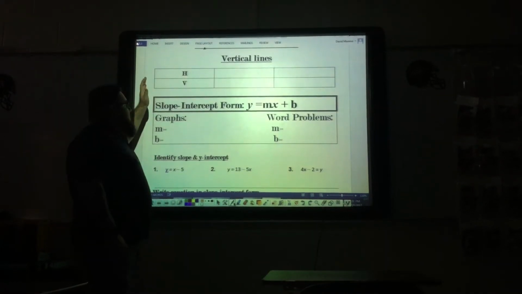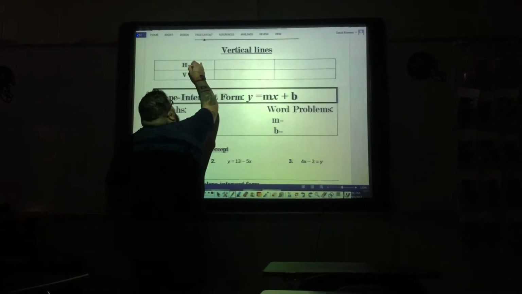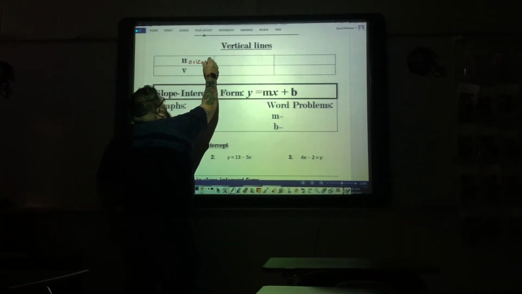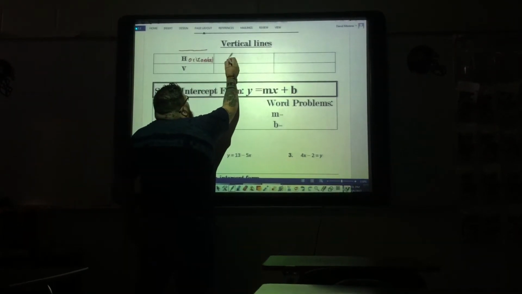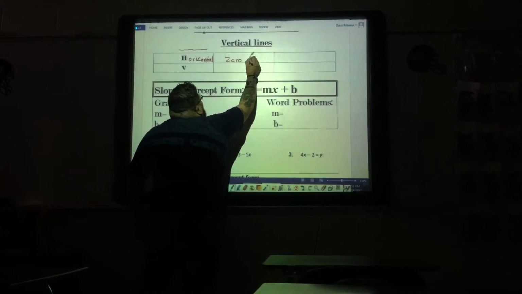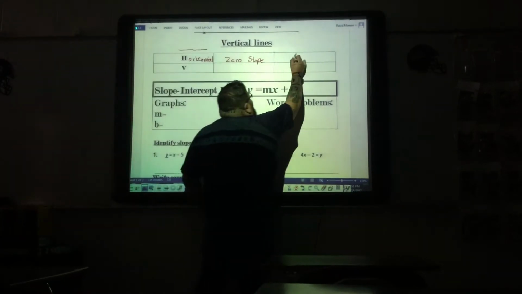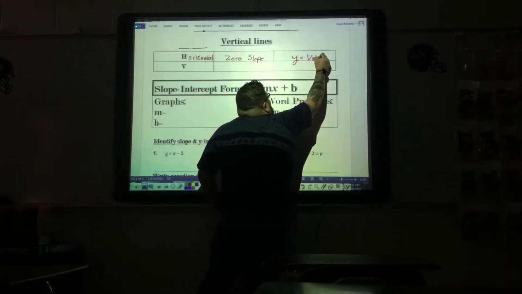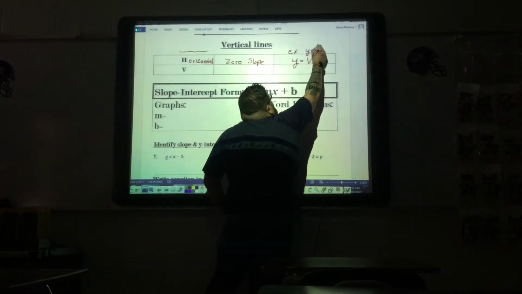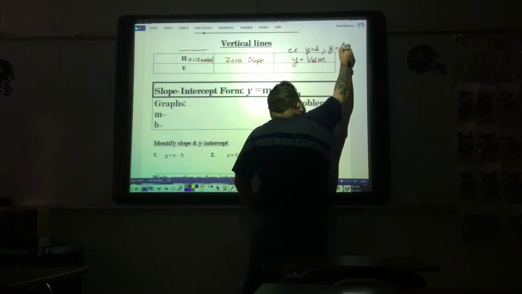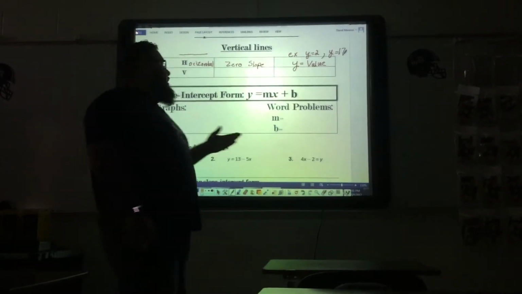All right, hey guys, we're going to talk about slope-intercept form today. The H stands for horizontal lines. Okay, horizontal lines are flat, right? They look like this. Okay, horizontal is zero slope. When you have zero slope, you have something where it's y equals a certain value, a number. In other words, for example, y equals 2 or y equals 17. Those are examples of what a horizontal line looks like.